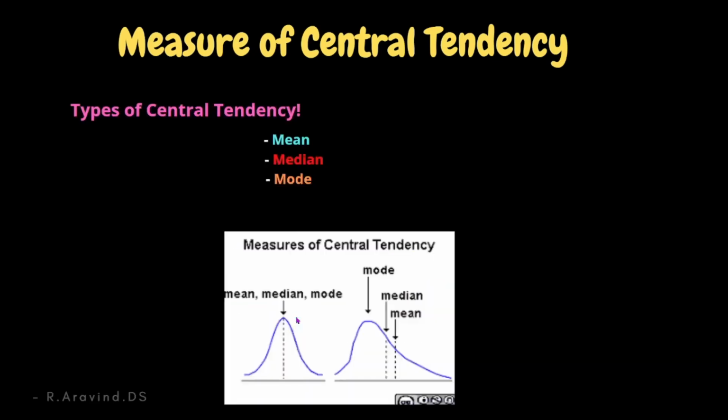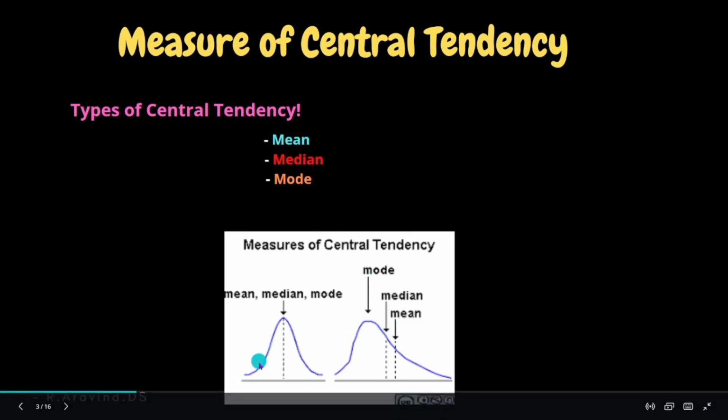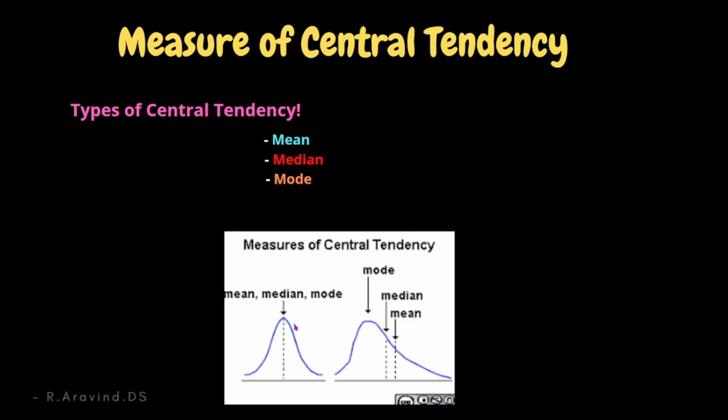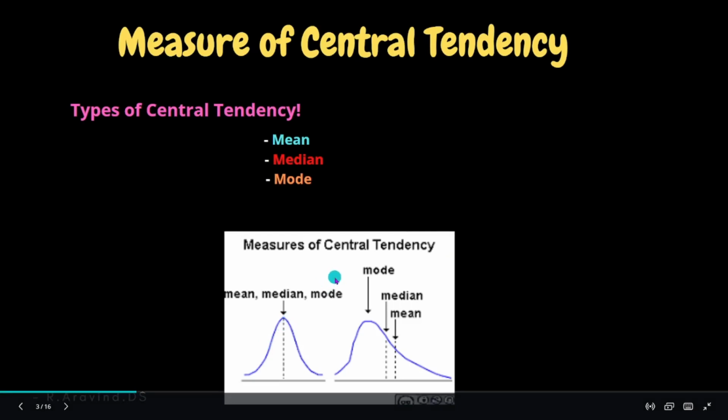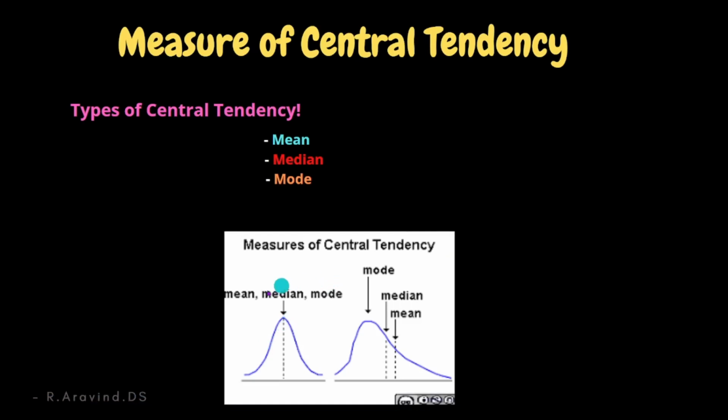So we have three types of central tendency here: one is mean, another one is median, and another one is mode. Here it is a Gaussian distribution. We will look at the Gaussian distribution after some time, so just consider this as its own kind of distribution. In the distribution there is mean, median, and mode. These are all the types of central tendency.